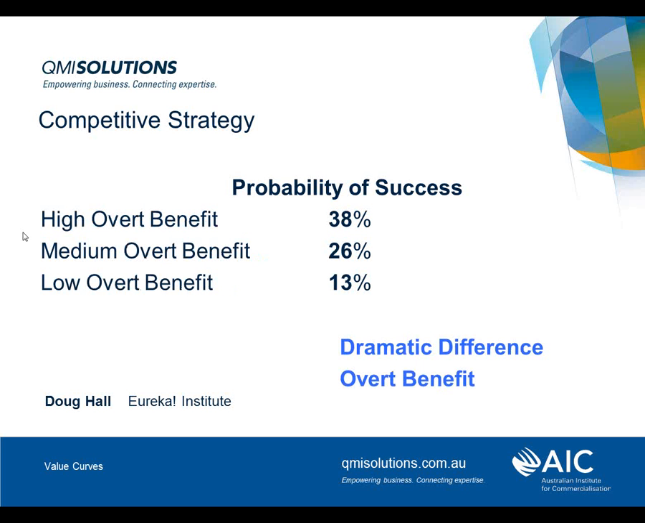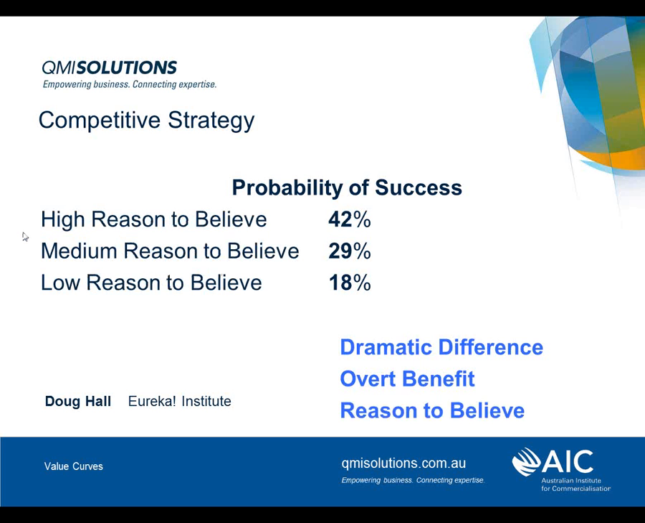Another influencer was overt benefit. If you've got an obvious, overt benefit that you're marketing, your chance of success is 38% better than your competitors. So overt benefit is important as well as dramatic difference. And having a reason to believe as to why you've created the company the way that you have, that you are the sort of company that you're portraying yourself to be. Having a high reason to believe is frightfully important as well.